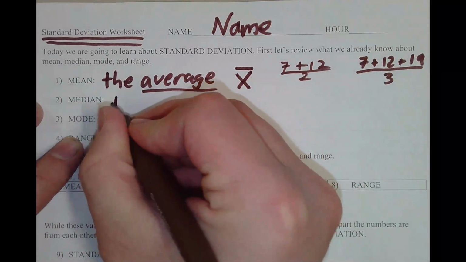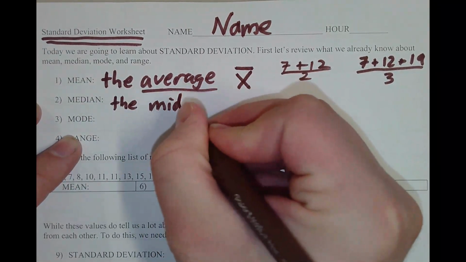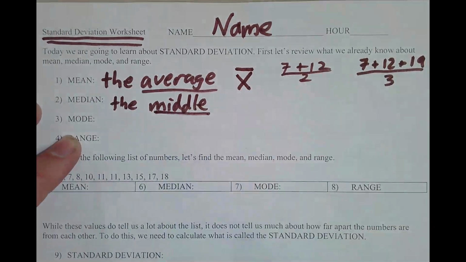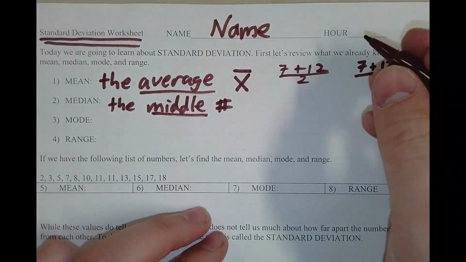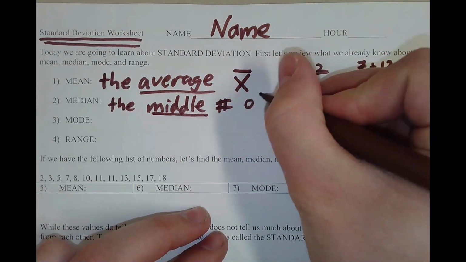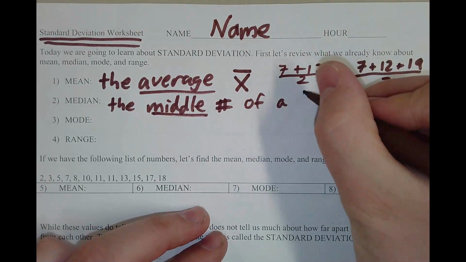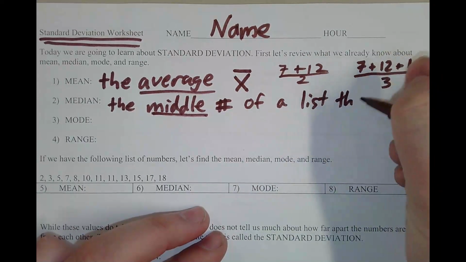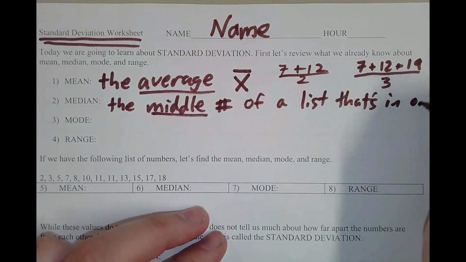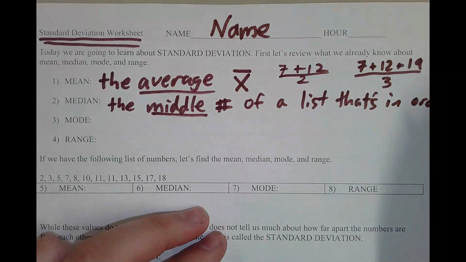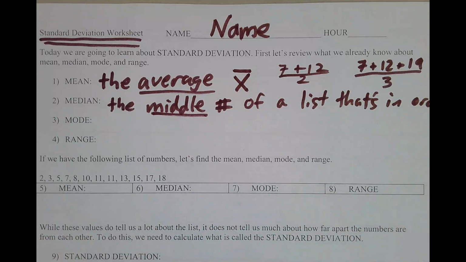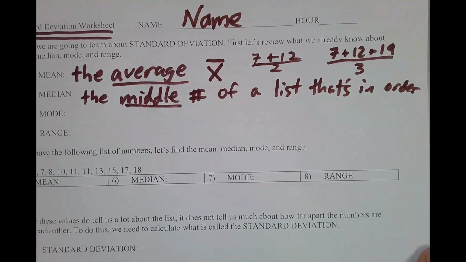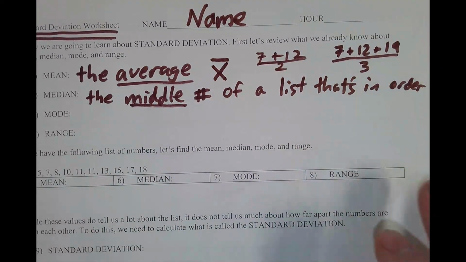Okay, next up is median. Median is the middle. It's the middle number when a list is written in order, from least to greatest. Sometimes you're going to get a middle number that's a decimal, and sometimes it's going to be a whole number. So we're just going to leave it like that for the definition.